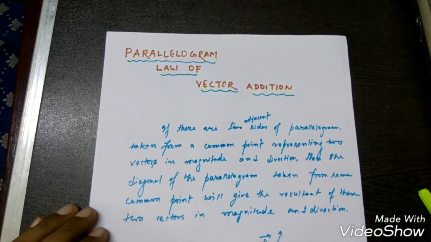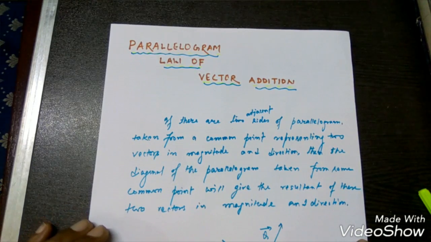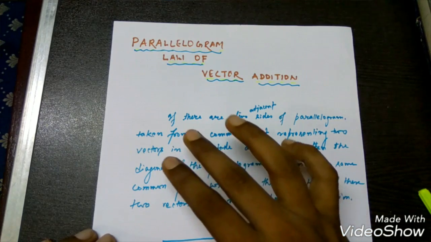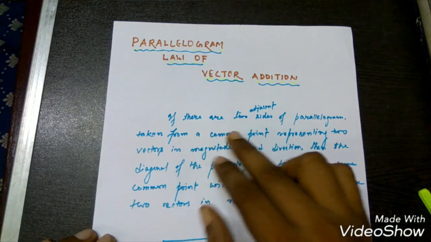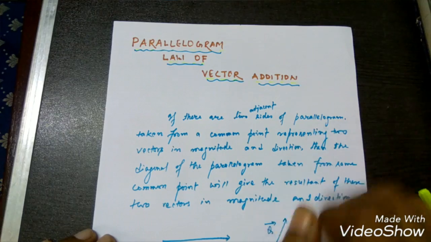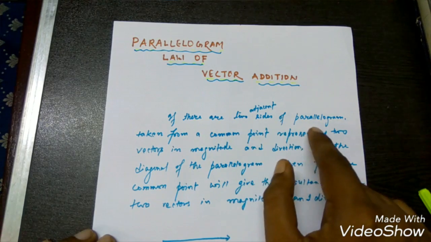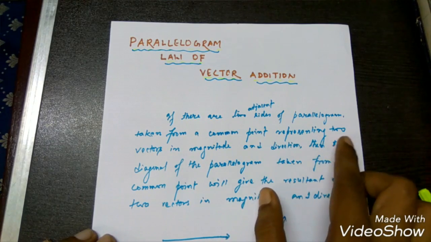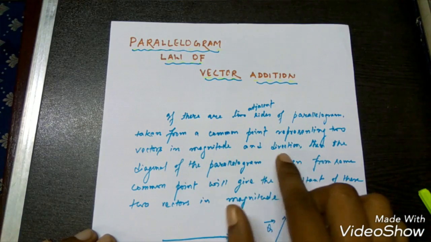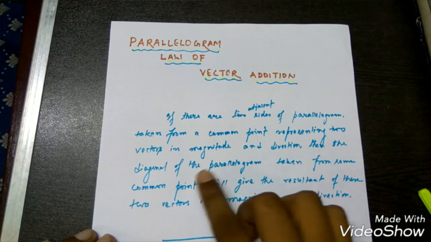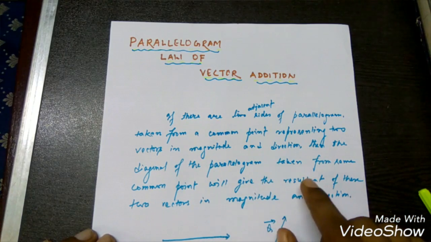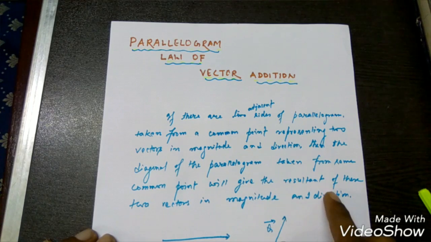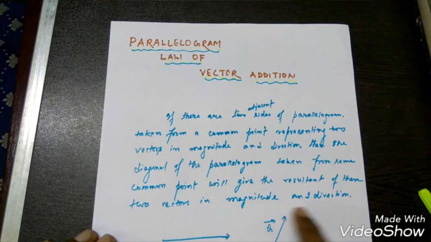Okay, first I should start with the law. The law is, if there are two adjacent sides of a parallelogram taken from a common point representing two vectors in magnitude and direction, then the diagonal of the parallelogram taken from the same common point will give the resultant of these two vectors in magnitude and direction.